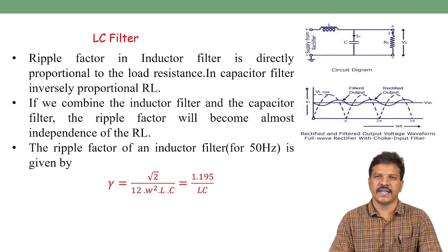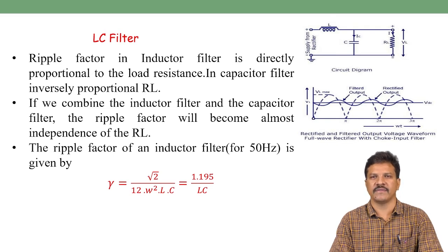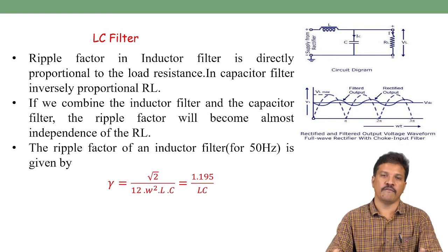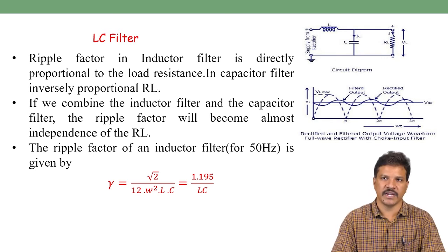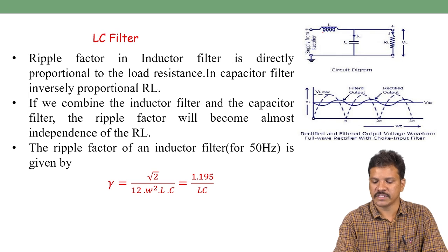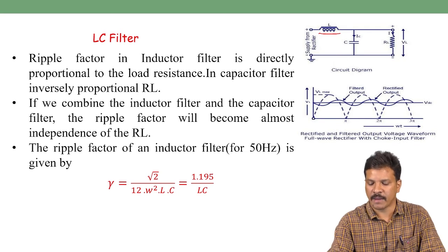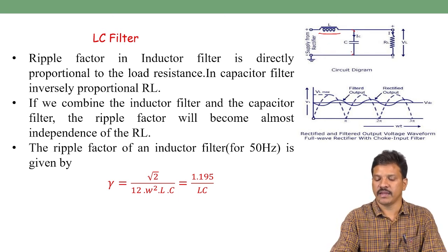But the ripple factor for the inductor filter is directly proportional to the load resistance, and the same ripple factor is inversely proportional to the load resistor RL in the capacitor filter. So can we use both the inductor and capacitor so that we can be independent of load resistor? Yes, it's true. When we combine the inductor filter and capacitor filter, as shown in the figure, first an inductor is connected in series with the rectified output and load resistor, and the capacitor is taken in parallel, in between the inductor and load resistor. Then we call it the LC filter.